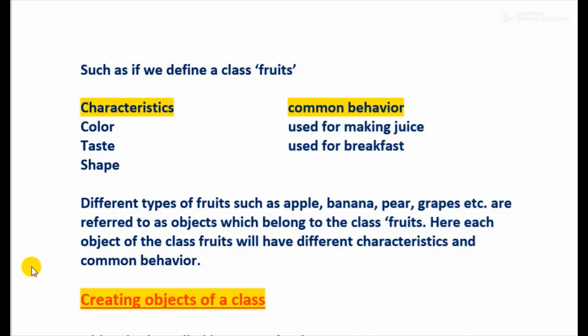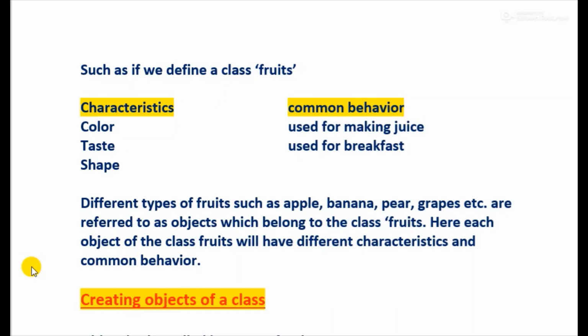But the behavior is common. Apple can be used for making juice, as well as banana can be used for making juice. As well as apple can be used for breakfast, as well as banana can be used for breakfast. So I want to say that because of the characteristics we can differentiate the objects, but each object of a class has the same, or we can say common, behavior. So this is the real world example. Later I will show you the examples related to Java program.